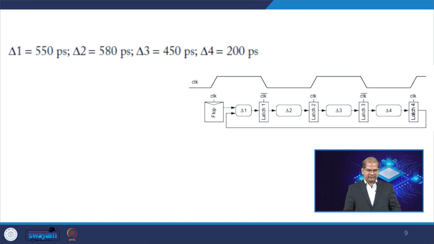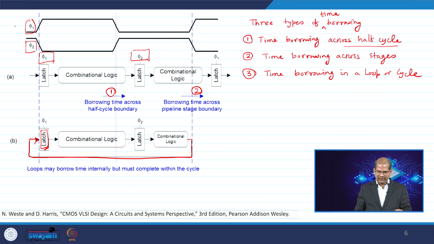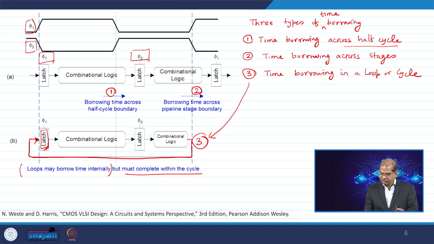Now, we will take an example where we are doing the time borrowing in a loop or a cycle. This is the third case. It says that a loop may borrow internally, but must complete within the cycle. You can borrow internally, how many stages you have does not matter, but the data should reach the first latch before the setup time of that latch.